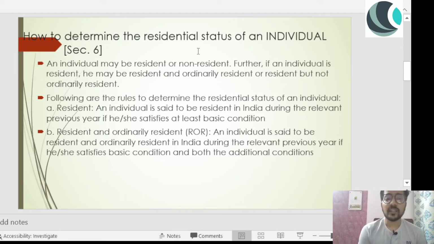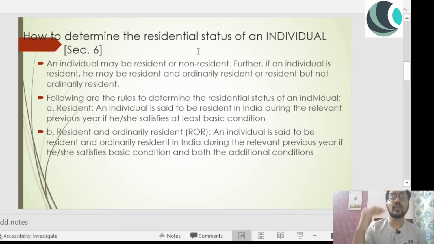Resident and ordinarily resident. An individual is said to be resident and ordinarily resident in India during the relevant previous year if he or she satisfies the basic condition and both the additional conditions. It is pretty logical that if you want to be resident and ordinarily resident, firstly you have to satisfy one of the basic conditions. If you satisfy the basic condition, you become a resident. Now, to become resident and ordinarily resident, you have to meet both additional conditions. We'll talk about the additional conditions as well. They are very important for you to know.